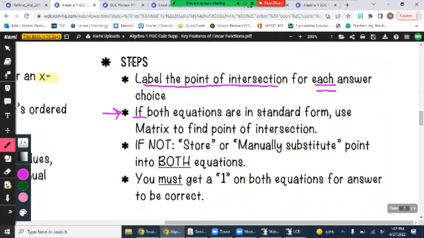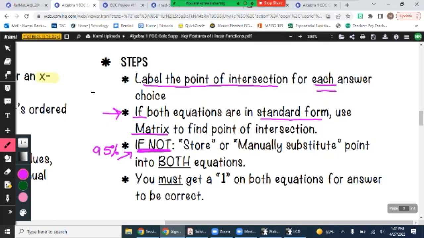If both equations are in standard form where x and y are on the same side, which they are, you can use matrix. We've already gone over the steps for matrix, so I'm not going to go there. There is a 95% chance that it will be mixed, that one of them is going to be solved and the other one is not. That one of them is going to be in standard form where the x and the y are on the same side, and the other one is either going to be y equals or it's going to be x equals, okay?